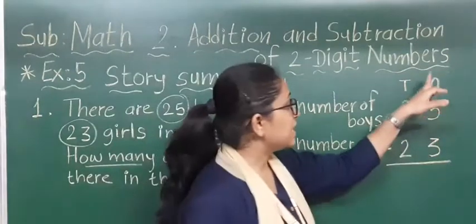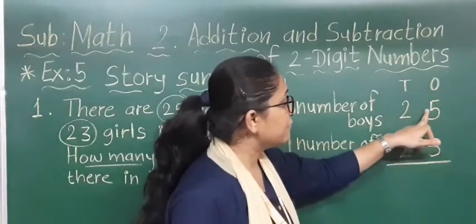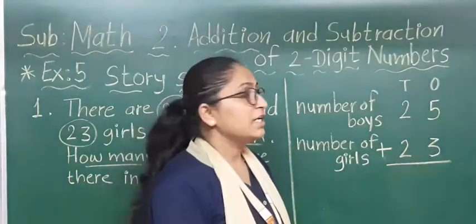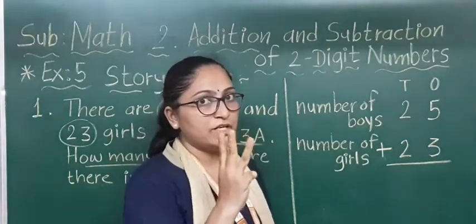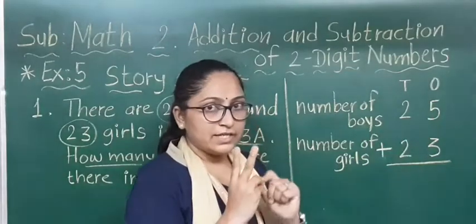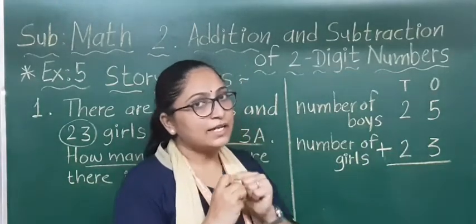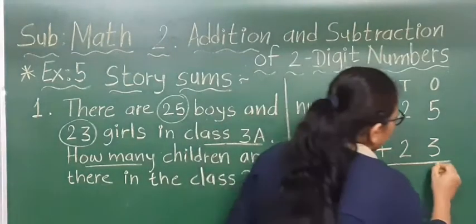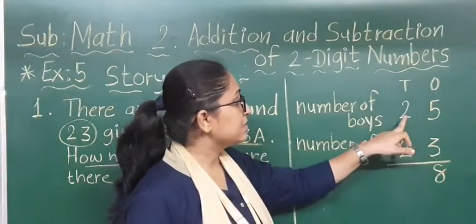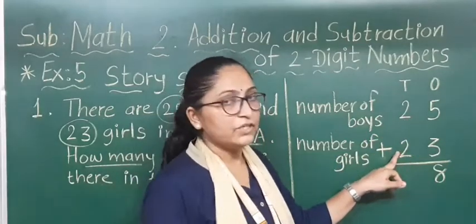Okay. So first step, in the ones place there is number 5 and 3. 5 keep in your mind and 3 in your finger. These are 3 fingers, right? After 5, 6, 7, 8, right? So here we got 8 number, and in tens place there is number 2 and again 2.